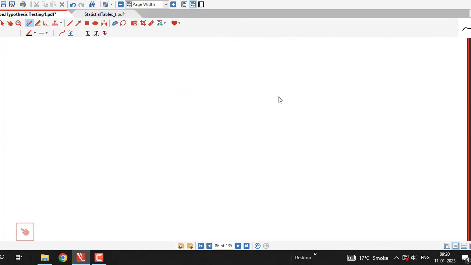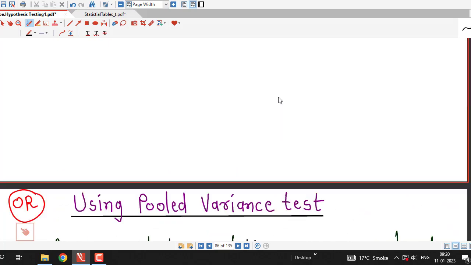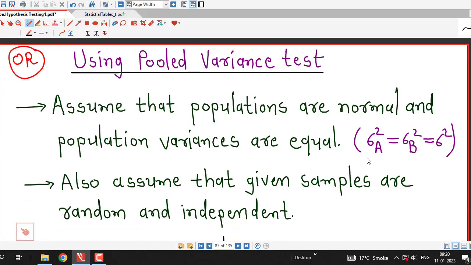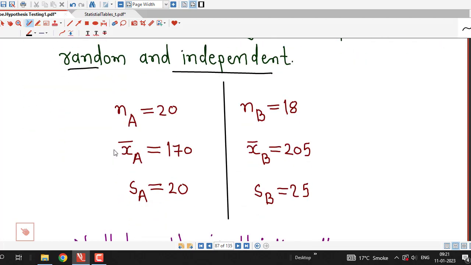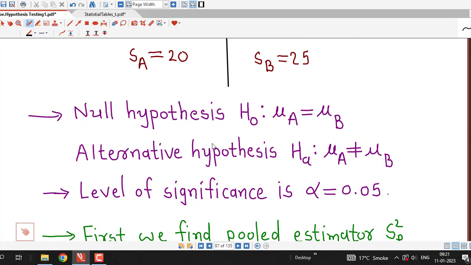Now I have done the same question using pooled variance test. Here I assume that we have equal population variances for both the salesmen, so that I can apply pooled variance T test. So I have to write all these things. Assume that populations are normal and population variances are equal. Also assume that given samples are random and independent. These are the requirements to apply two sample T test. Then I have written this data for both the salesmen, and the same null hypothesis and alternative hypothesis will be there.